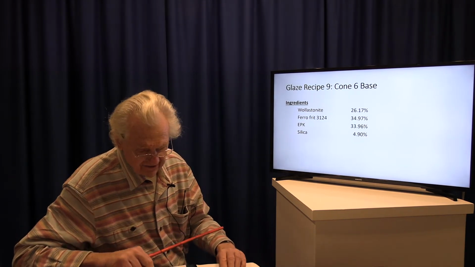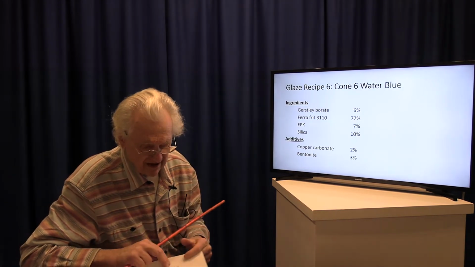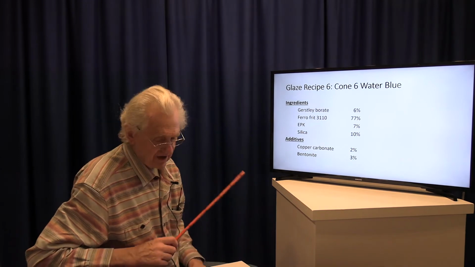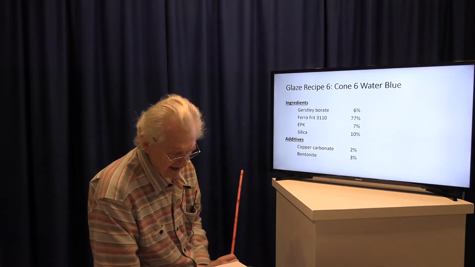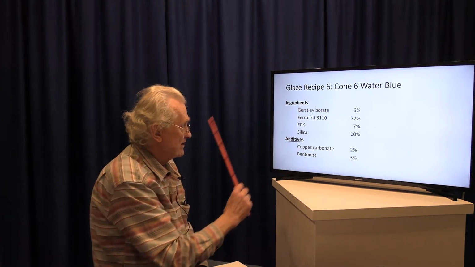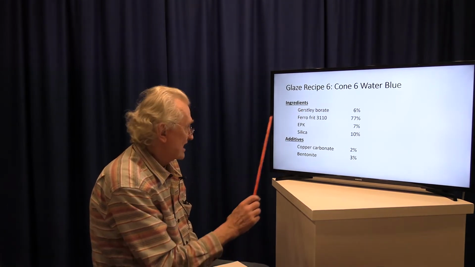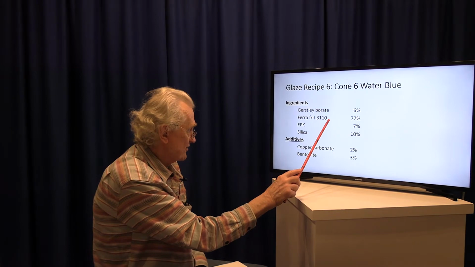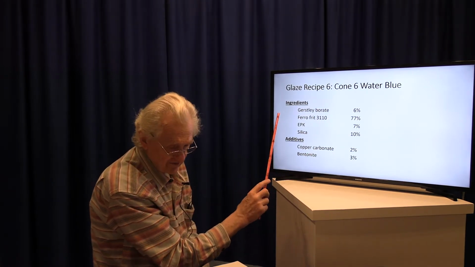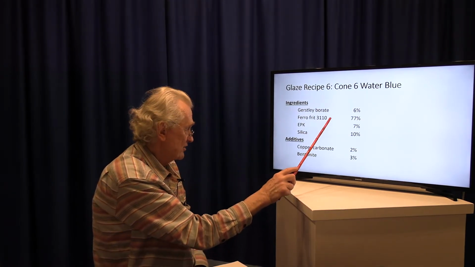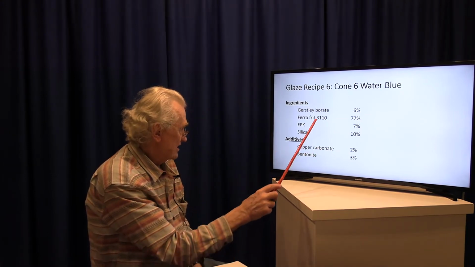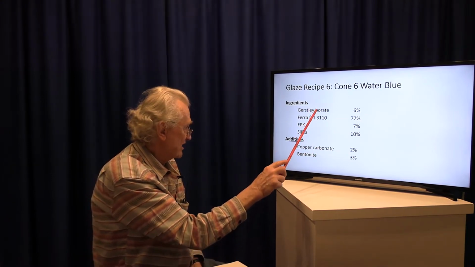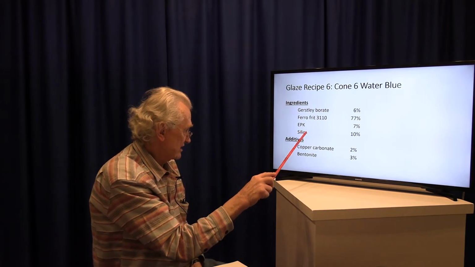Okay? All right, let's look at another characteristic. Let's look at the mix of fluxes now, the different kinds of fluxes, and see what we can tell from that. So here's a recipe, cone 6 water blue. And here's Gerstley borate 6%, 3110. Remember, we looked at this recipe before: 3110, EPK, silica, copper carbonate. Now in this case, you can look at this and see my fluxes, stabilizer, and glass former.